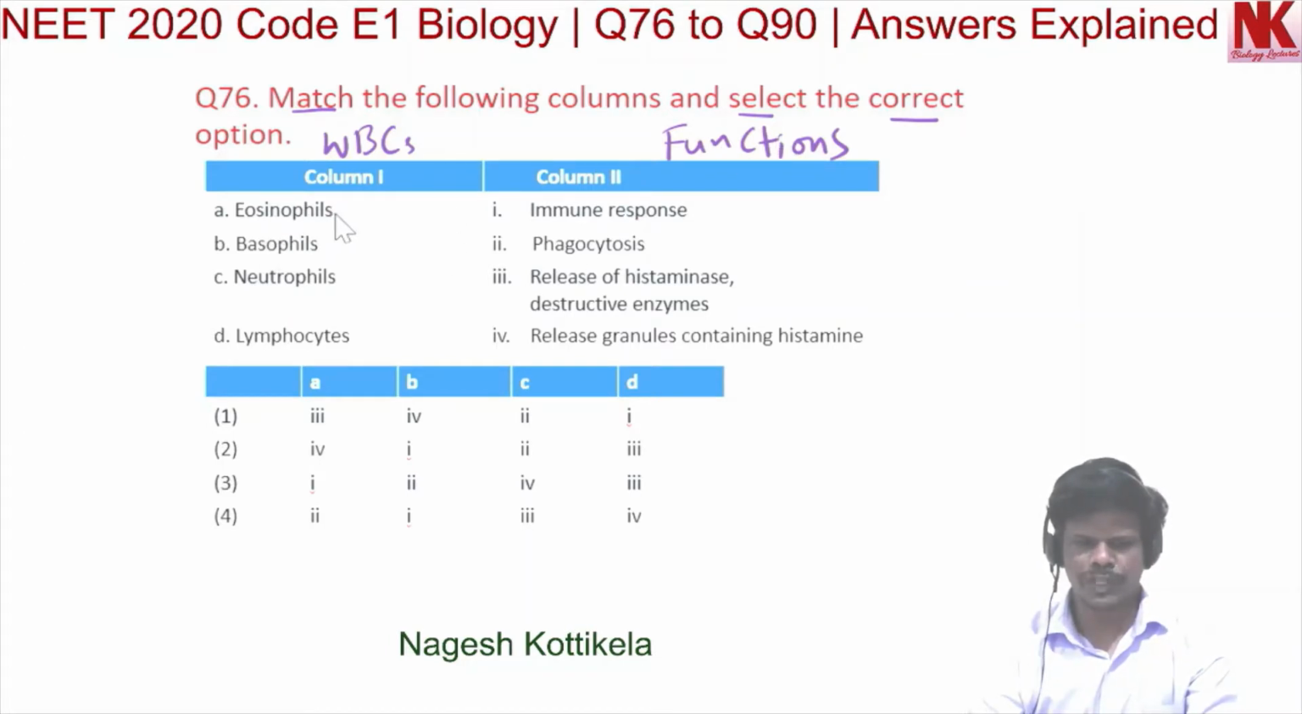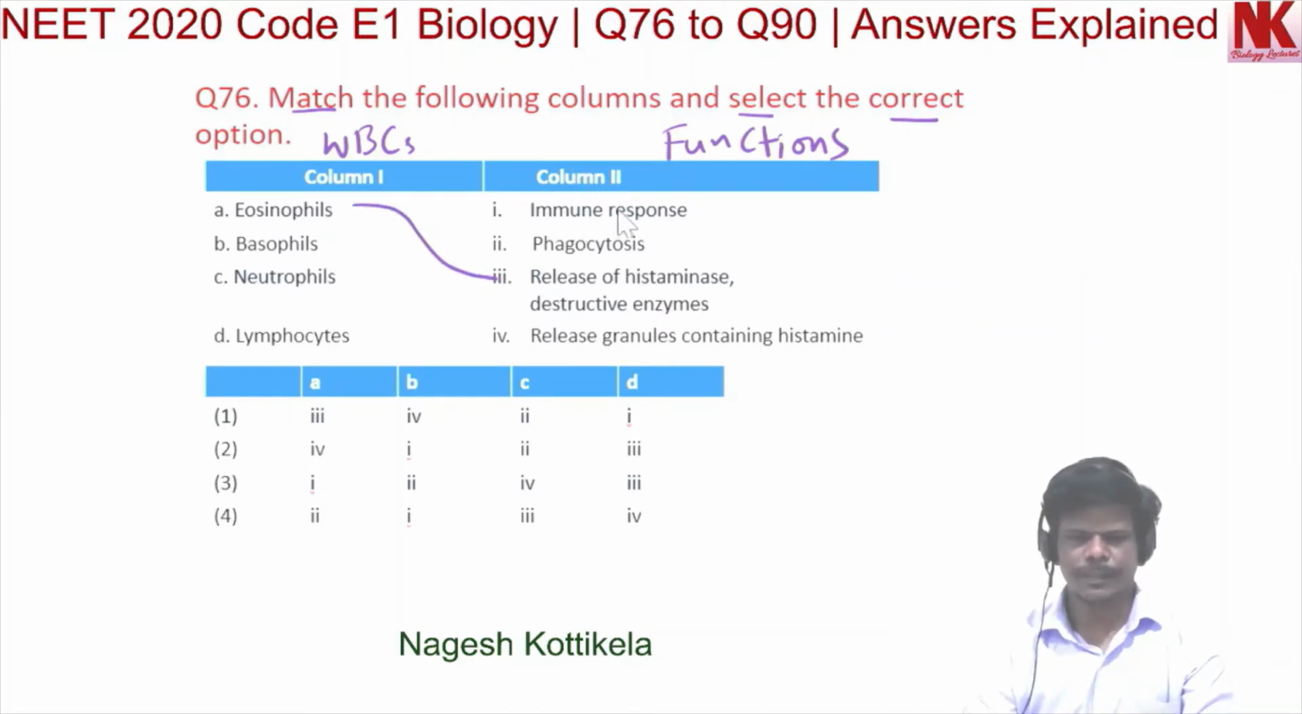A. Eosinophils: immune response, phagocytosis, release of histaminase, destructive enzymes. Yes, A of column 1 can be matched with 3 of column 2. Basophils: immune response, phagocytosis, release granules containing histamine. Yes, this is correct. So B can be matched with 4 of column 2. Neutrophils are responsible for phagocytosis, and lymphocytes are responsible for immune response.